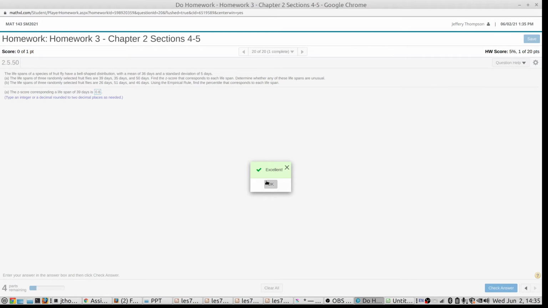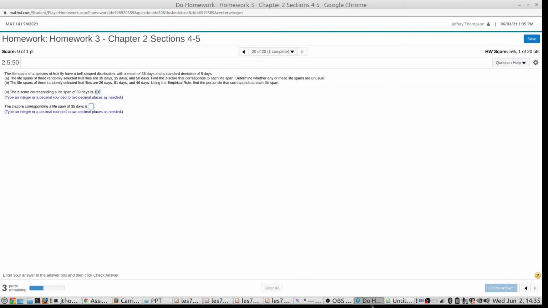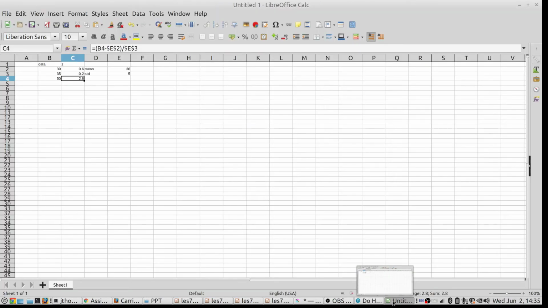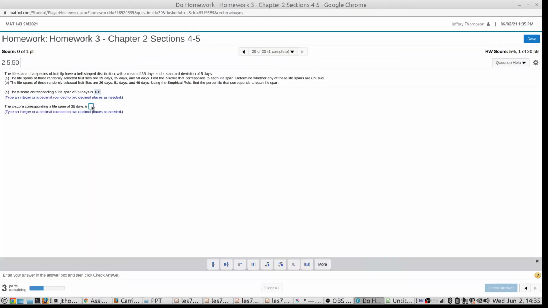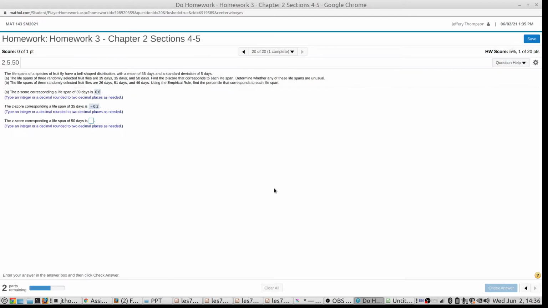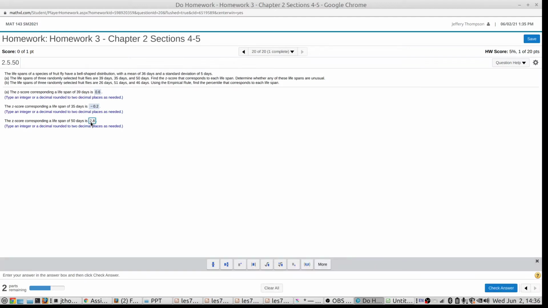And so let me put these in here and get to the last part of the question. Negative 0.02. And what was it? It was a 2.8 for the last one, I think. Right.